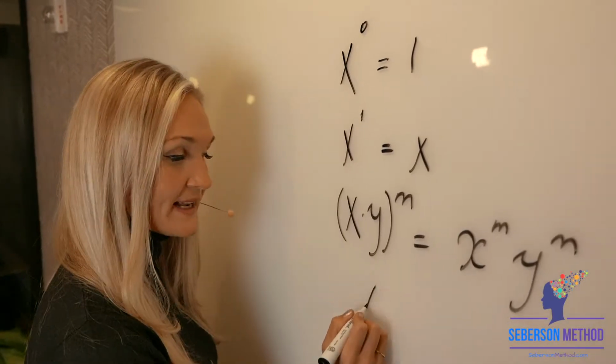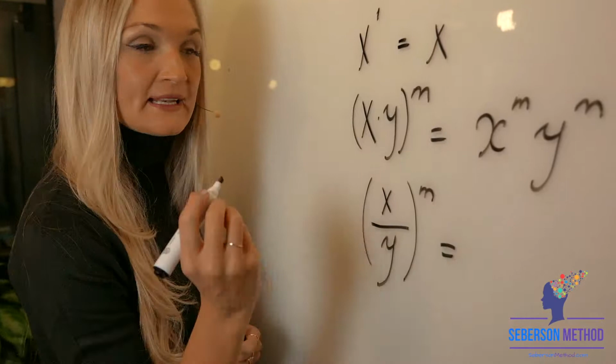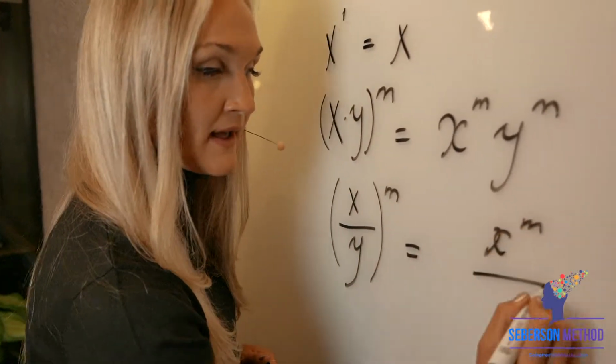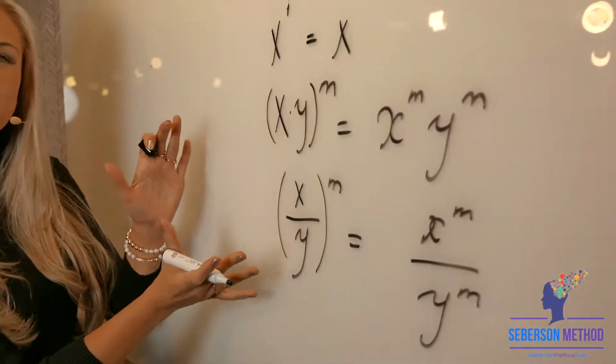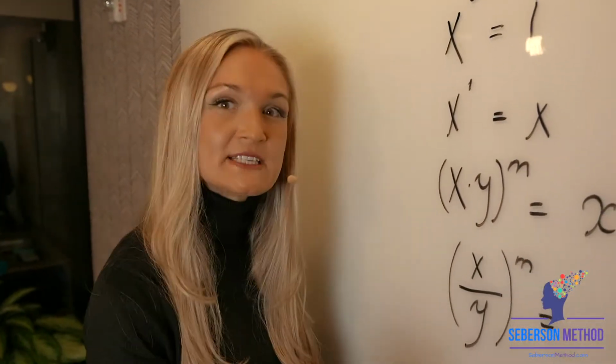The next rule is this. Now x is divided by y, and all of it is raised to m power. What does that mean? Now we have x raised to m, and then y raised to m. These rules kind of go together. They're similar, but very important. Now, maybe we will do one more rule here. Let's do a negative exponent.